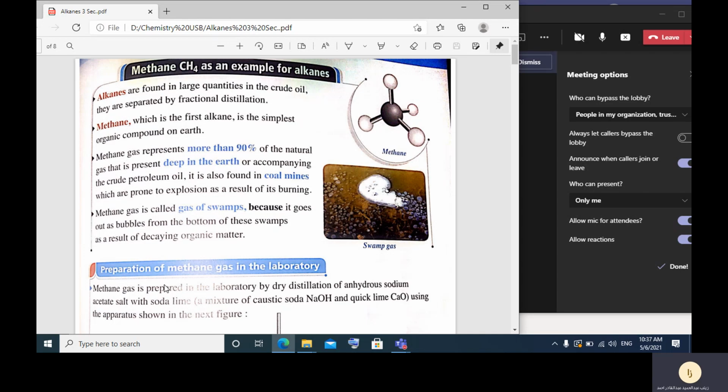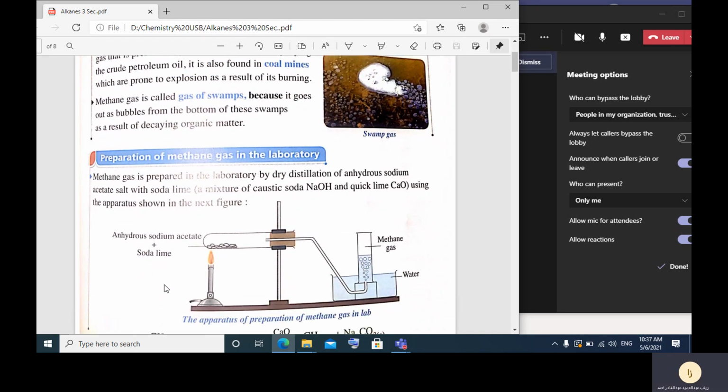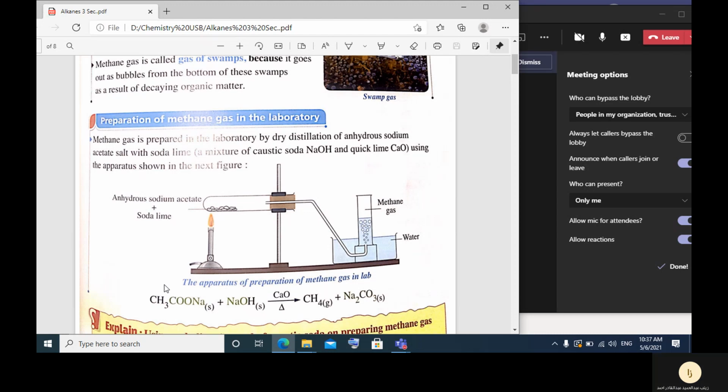Now, what's meant by preparation of methane? We prepare methane by a method which is called dry distillation. As I said before, we have two types of distillation. The first one is fractional distillation. The second one is dry distillation. What's dry distillation? We take anhydrous sodium acetate. This is the formula of sodium acetate, CH3COONa. And we put soda lime. Soda lime consists of two compounds, sodium hydroxide and calcium oxide.